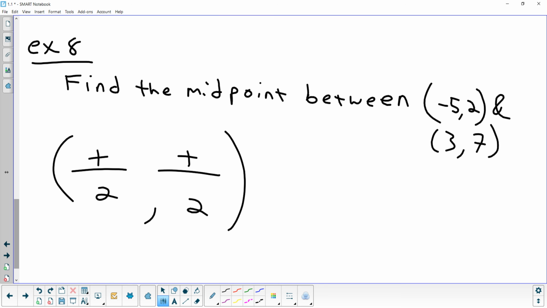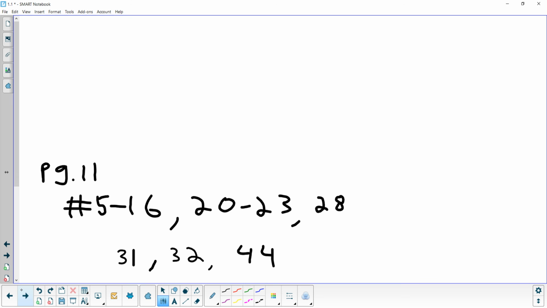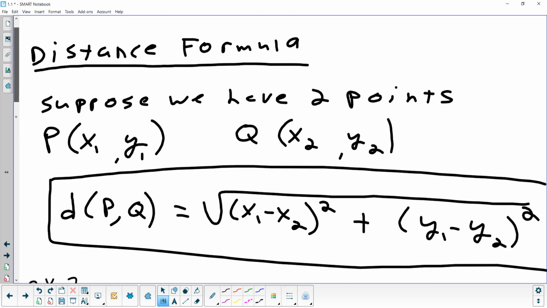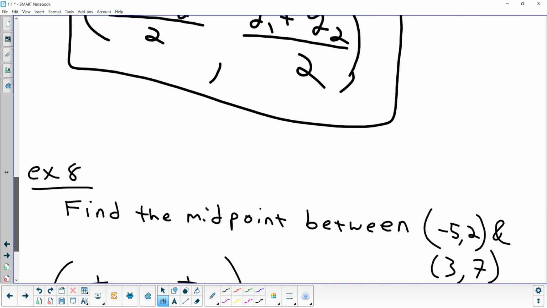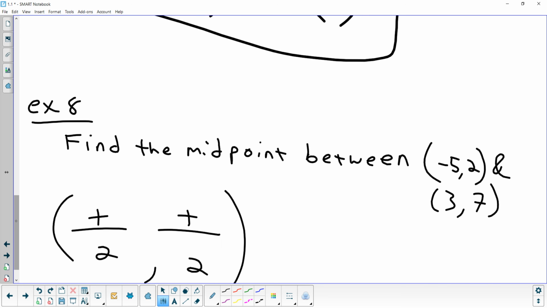You have to be careful, because when you're doing the midpoint formula, it has a plus. When you're doing the distance formula, it has a minus. So people mix that up. All right, so add the x's up and divide by 2. -5 plus 3. There's my x's. Y values, 2 and 7.